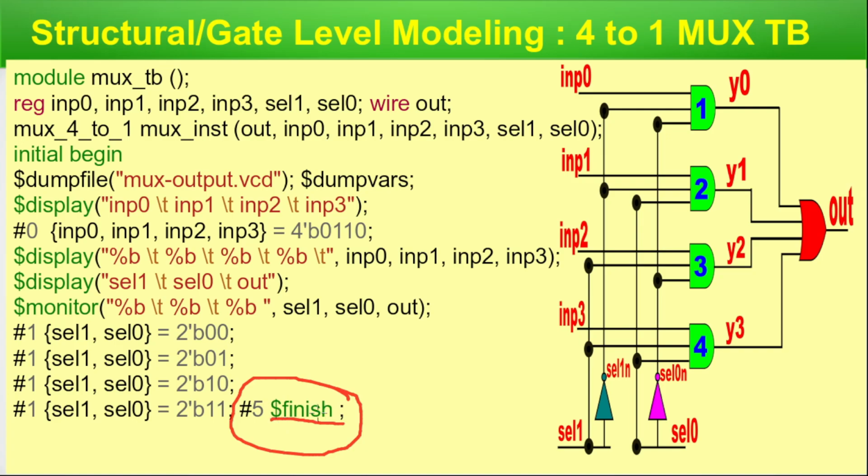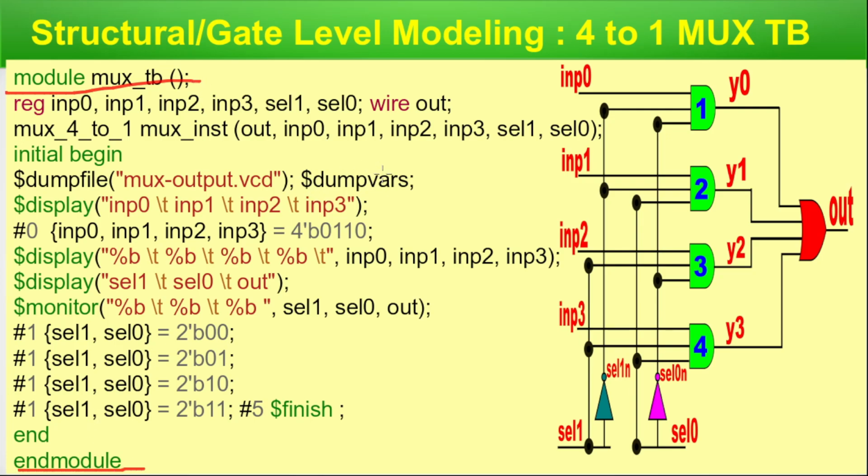You cannot use it for some other purpose. So all these things, this dump file, dump vars, display, monitor, are already reserved keywords. Like that, initial and begin, you cannot use them for your own purpose. They have a defined purpose and you have to use them for that only. And here we end our initial begin block with end. Then we are ending our test bench module here.